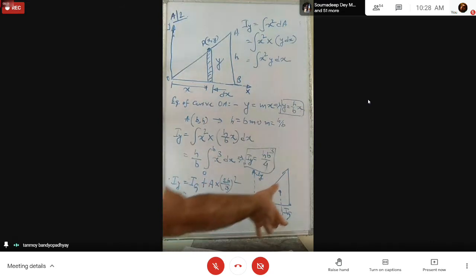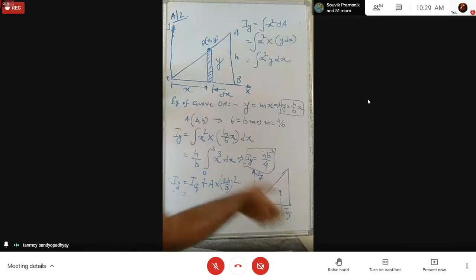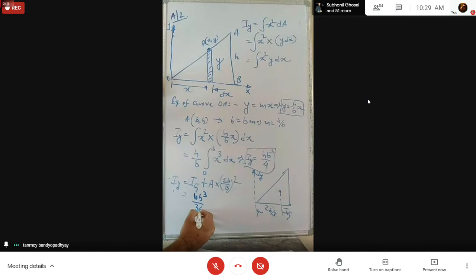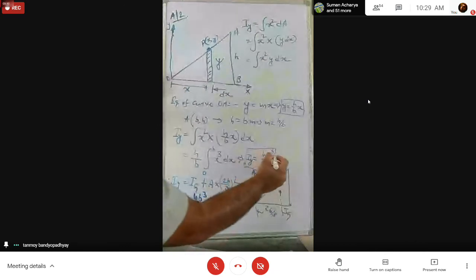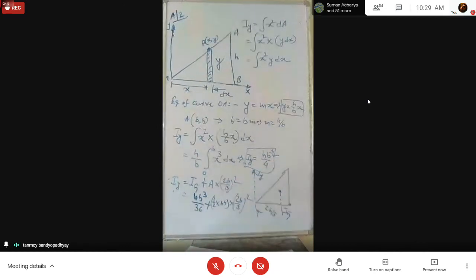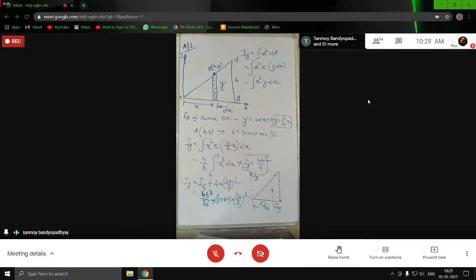So in that case, this one will be base. So h into b cube by 36. So it should be h into b cube divided by 36 plus area of the triangle, half bh, into 2b by 3 whole square. So now if you can calculate Iy, it should be matching with this value. Okay, just to re-verify that you have done the calculations correctly. Yes, sir.